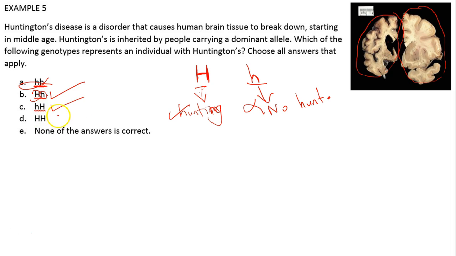Big H, big H, they have both alleles for Huntington's. So we know that that is correct as well, because obviously if you have two of the dominants, you're going to end up having Huntington's. And E, none of the answers is correct. That is wrong, because we've seen that B, C, and D are genotypes of individuals with Huntington's. So now we know that these three are our answers.